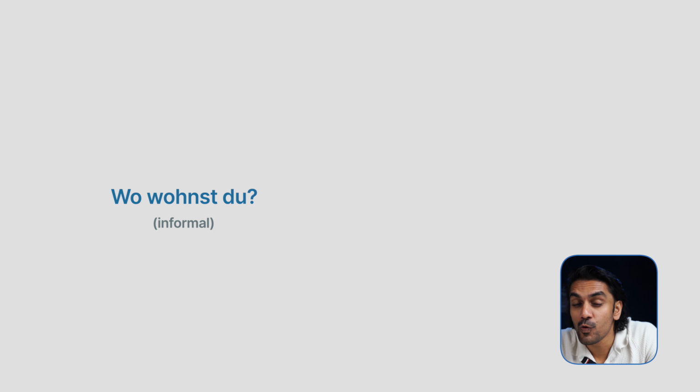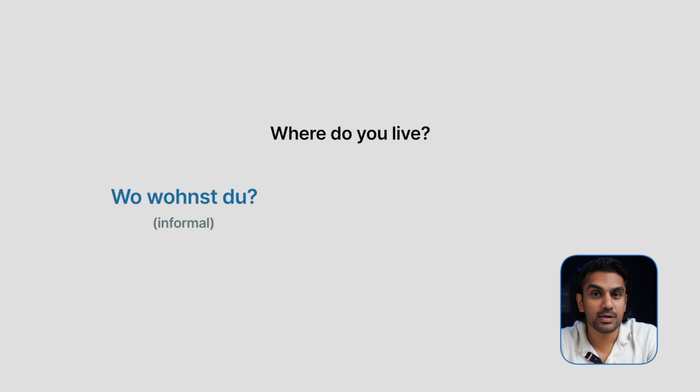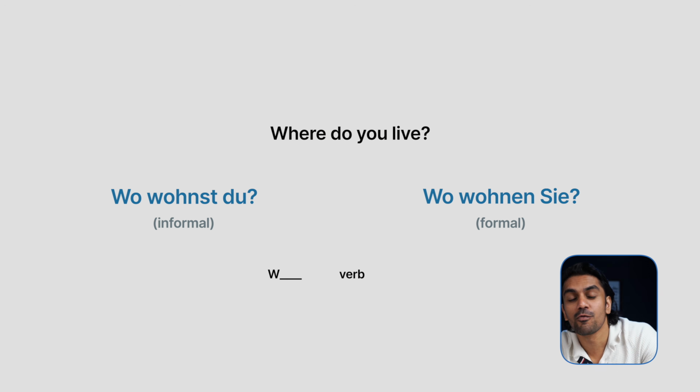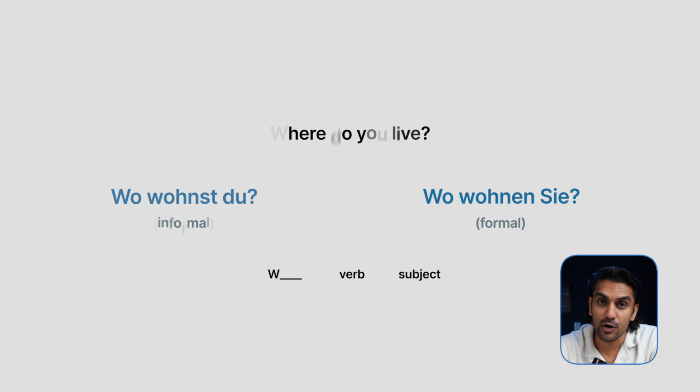If the person is not leaving and wants to talk more, then you can ask wo wohnst du? Where do you live? Which is the informal version. Or wo wohnen Sie? Where do you live? Formal. Again, notice the same pattern. Question word wo, verb wohnst or wohnen, and then subject du or Sie. But if someone asks you wo wohnst du? Well, one way to answer that would be to literally grab their hand, walk with them all the way to your house and say here.